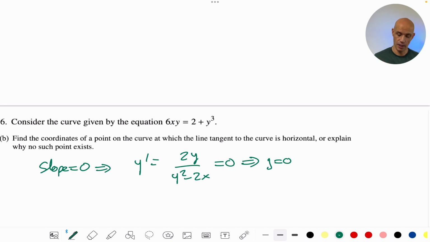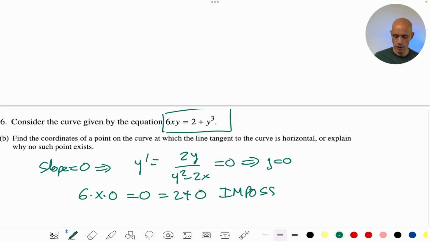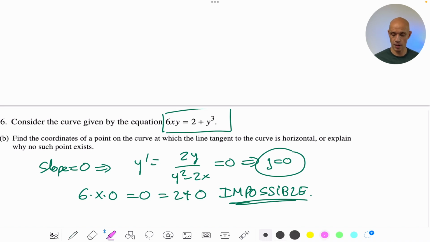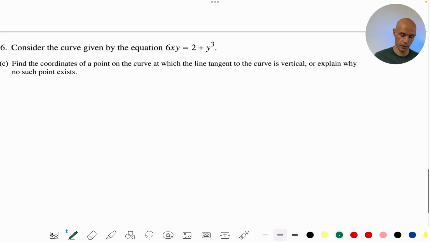It's never enough. You have to substitute here, get the value of x, and see whether this works or not. So what happens if y equals 0? Well, you may say, I will find an x. Let's see. We have this, and this is just 0, and this is 2 plus 0, so it's impossible. So this curve, despite having a point y equal to 0 where the slope would be 0, there is no x that is associated with that. So no way, bad luck. Okay, next time.